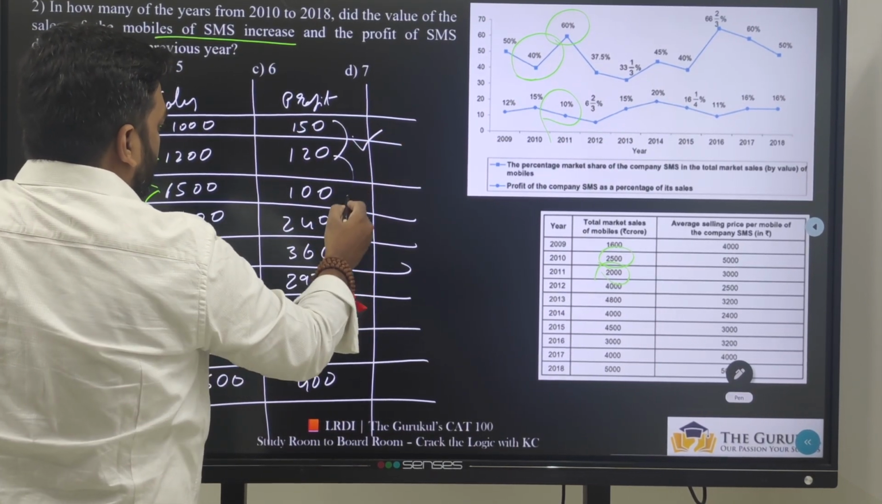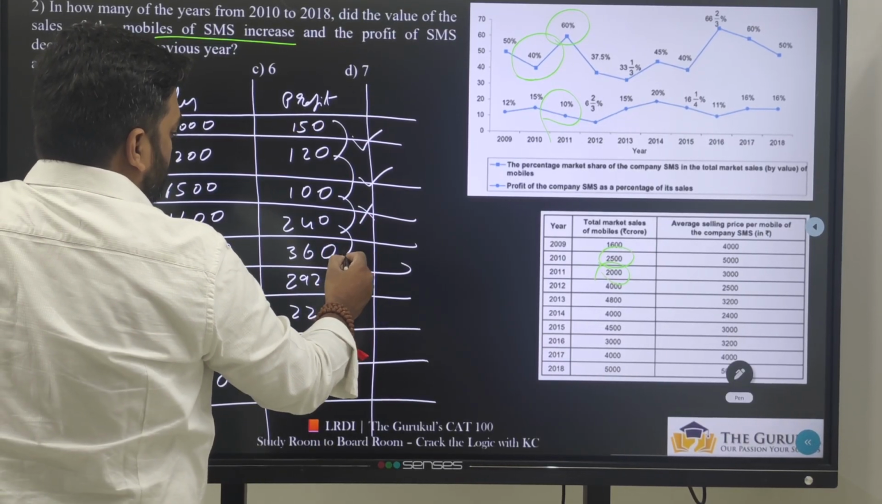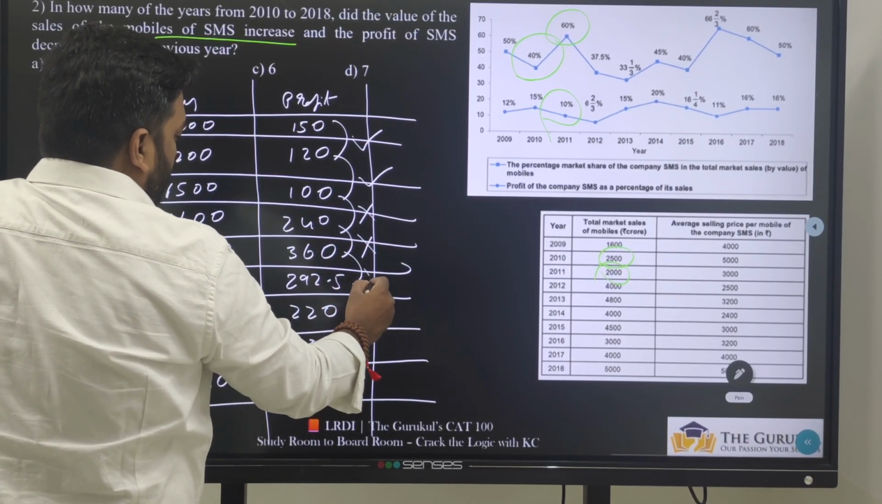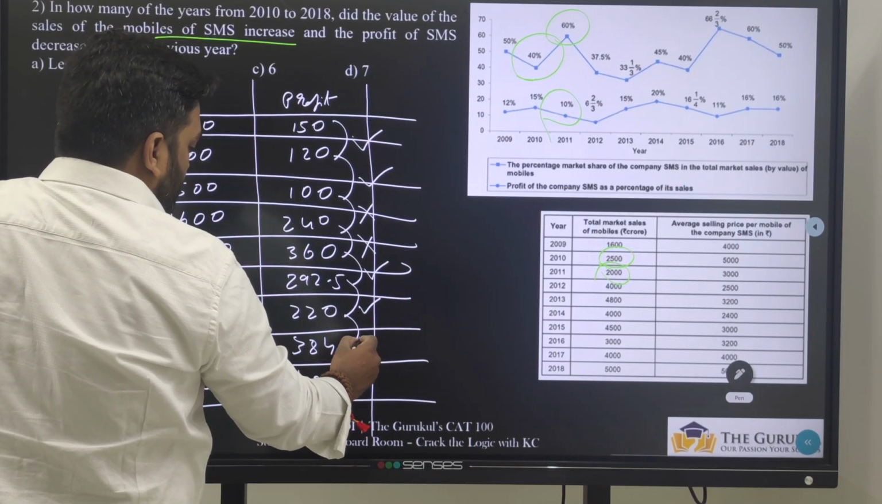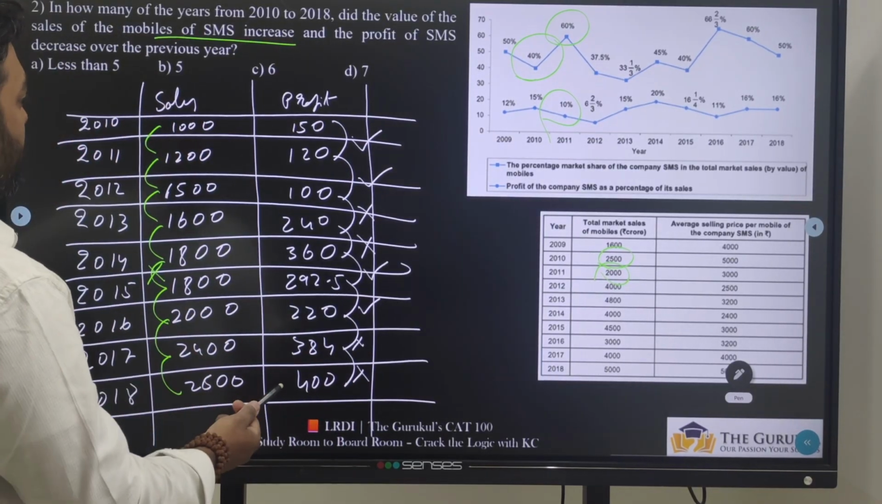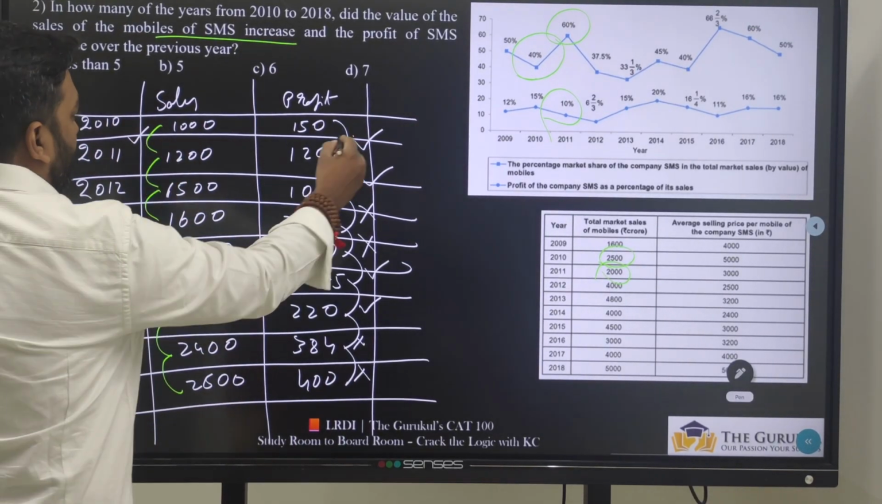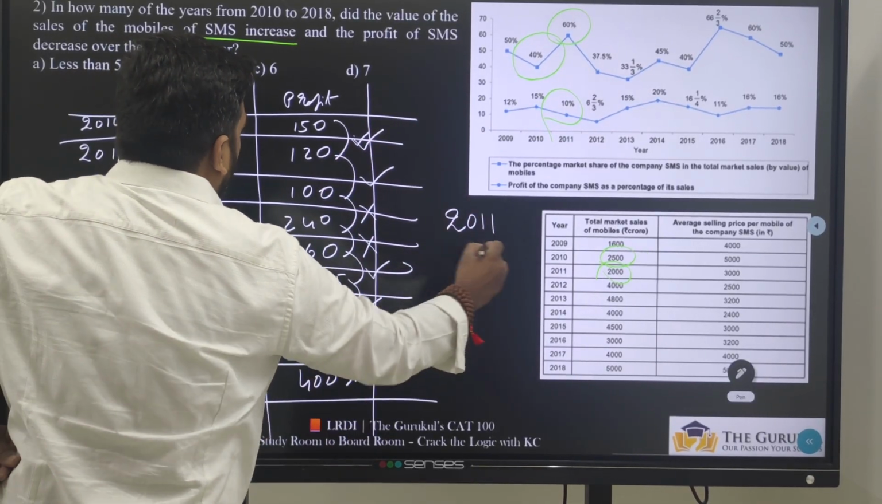This is decreasing, working. This is increasing, no. This is increasing, no. This is decreasing, yes. This is decreasing, yes. This is increasing, no. This is also increasing, no. Now both should happen. This is also happening. This is also happening. So it will happen in 2011.